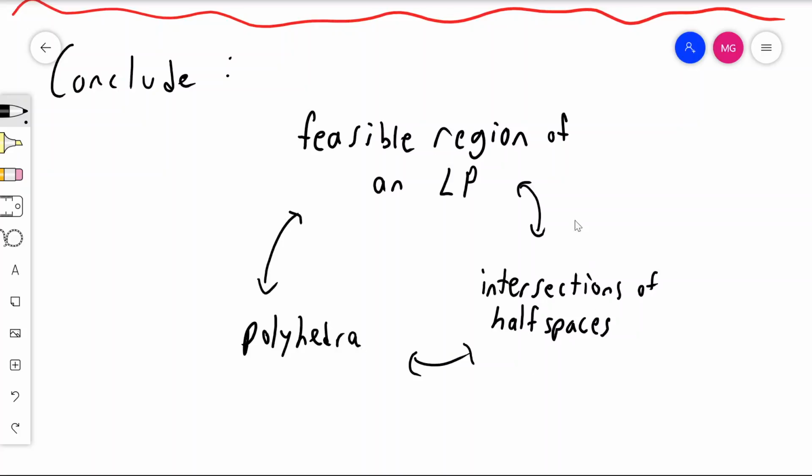So when you're thinking of the set of solutions to a linear program, you should be thinking of something like that purple set that we drew before, which is a polyhedron. And that is an intersection of half spaces.